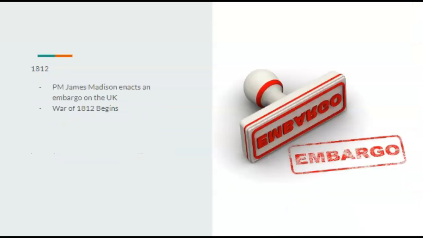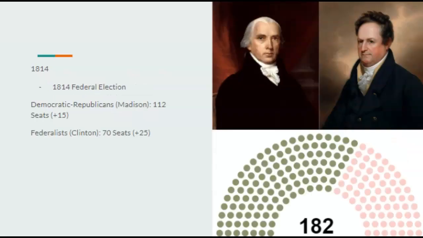1811, there's nothing noteworthy. However, in 1812, Prime Minister James Madison enacts an embargo on the UK, which is a catalyst for the War of 1812 because Madison, for some reason, wanted to go to war with Britain. Oh yeah, they wanted Canada. In 1813, nothing noteworthy. 1814, the 1814 federal election.